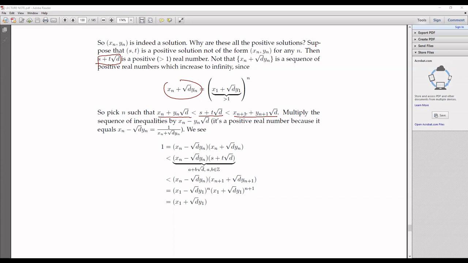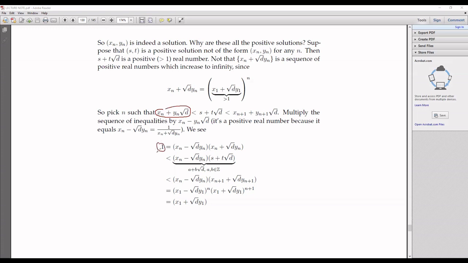Not really solutions so far, I mean two consecutive ones. So what I'm doing is multiplying this entire inequality by this particular real number, which is the conjugate of the left hand side. After multiplying on the left hand side, we get xn square minus d yn square, which is exactly 1.